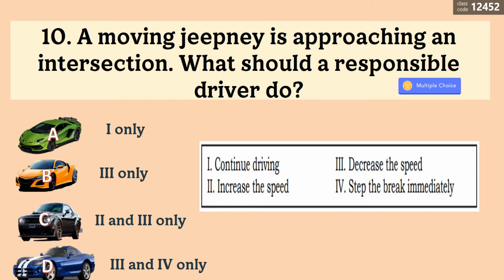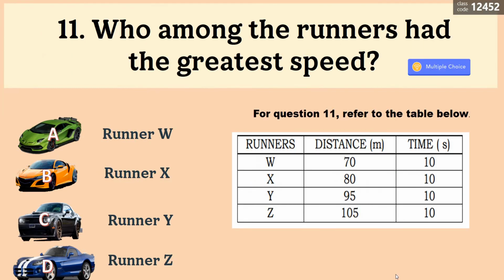Okay, the correct answer for number 10 is the letter B. Decrease the speed. Okay, let's move on with number 11 question. Who among the runners had the greatest speed? To answer this question, let us consider the given table.